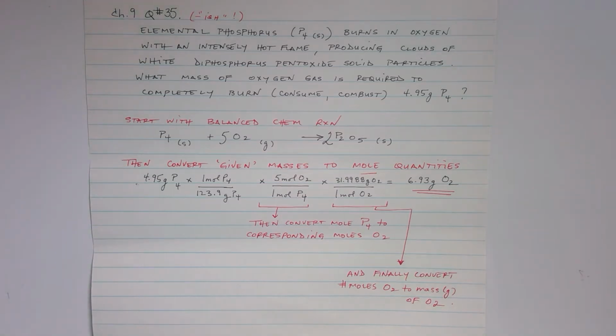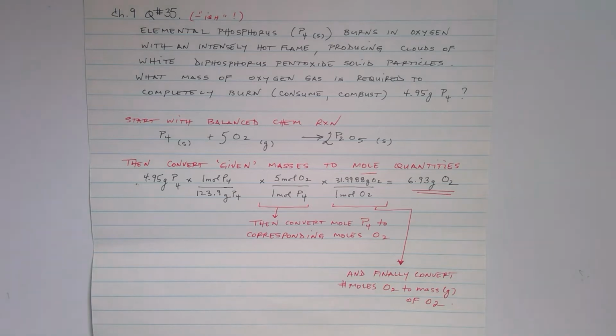White diphosphorus pentoxide solid particles. So that's what smoke is. We know that. Finely divided particles, and so that's a solid. The question is, what mass of oxygen gas is required to completely burn or consume or combust 4.95 grams of this P4 solid phosphorus?